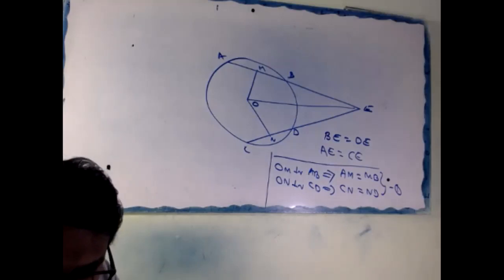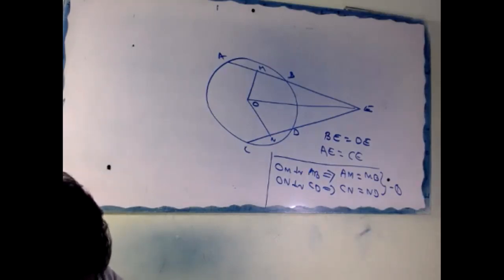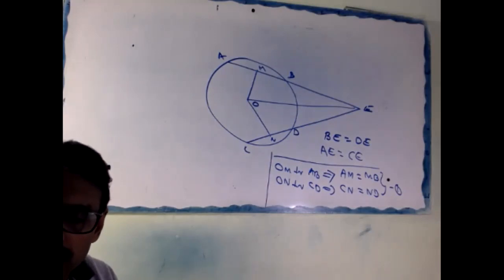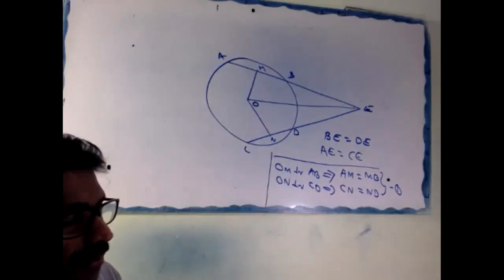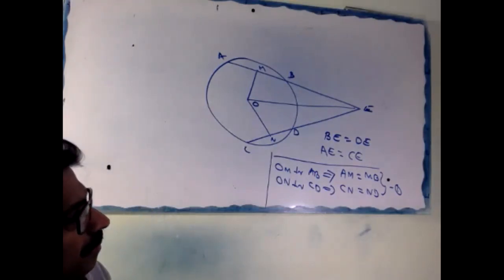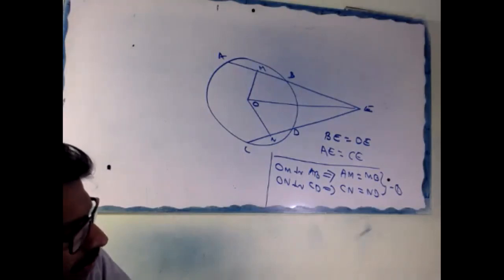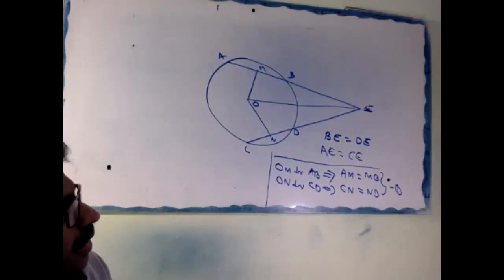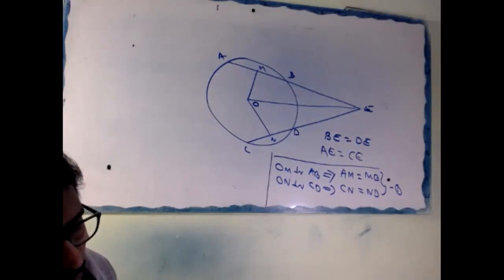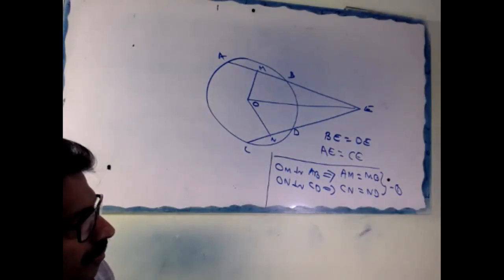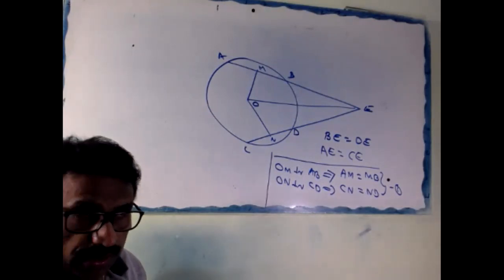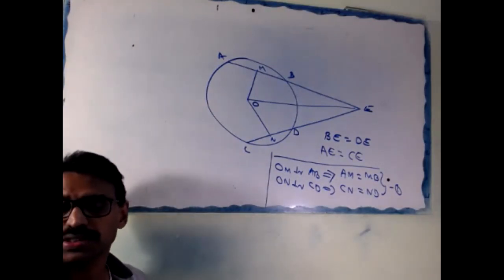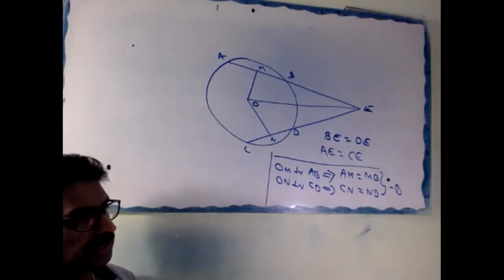Okay, it's not a good practice. You already learned this question in your book; you have to check it. Anyway, write here. First write OM perpendicular to AB by construction. Therefore, AM equals MB. Reason: perpendicular from the center bisects the chord. Last class, first theorem.